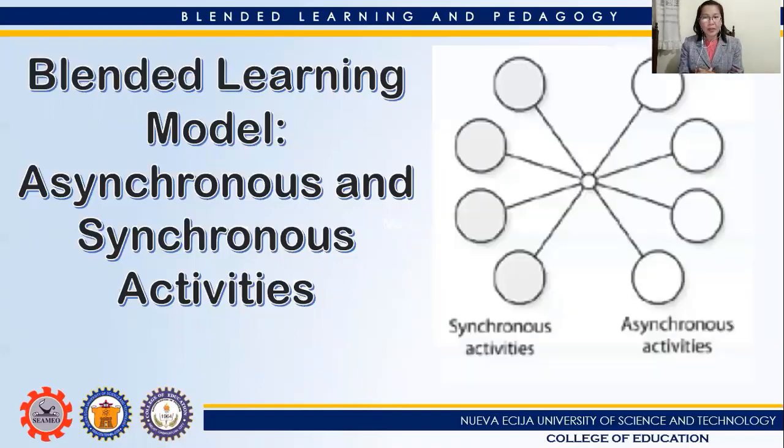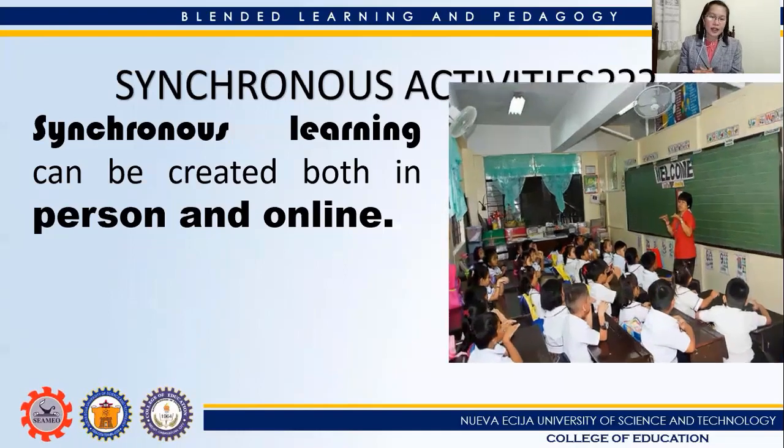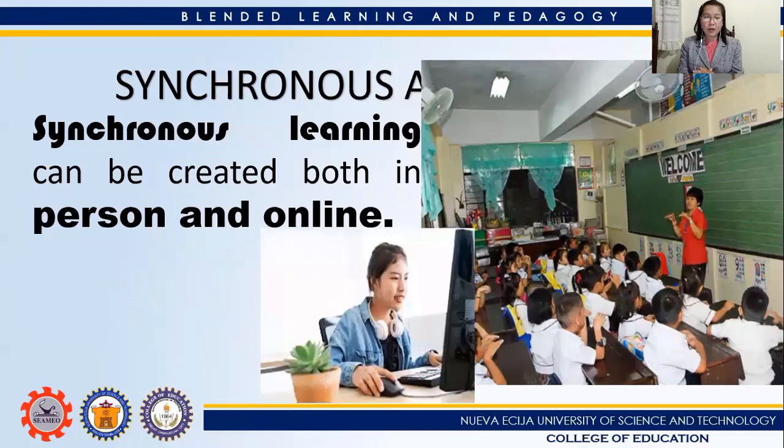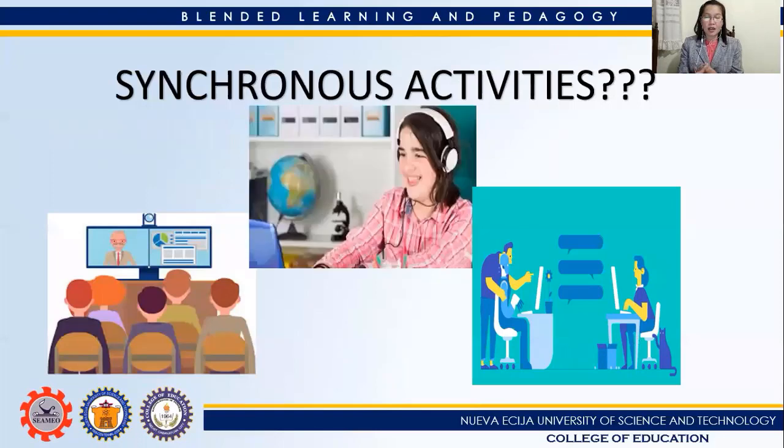In this model, it is fully online, but may still be blended if it incorporates both synchronous learning and asynchronous activities. And in order to elaborate that, let us define the two. Synchronous activities. Synchronous learning can be created both in person and online. So what are the examples of this? First, you can have video conferencing, audio conferencing, and chat through a chat room or simply Messenger.